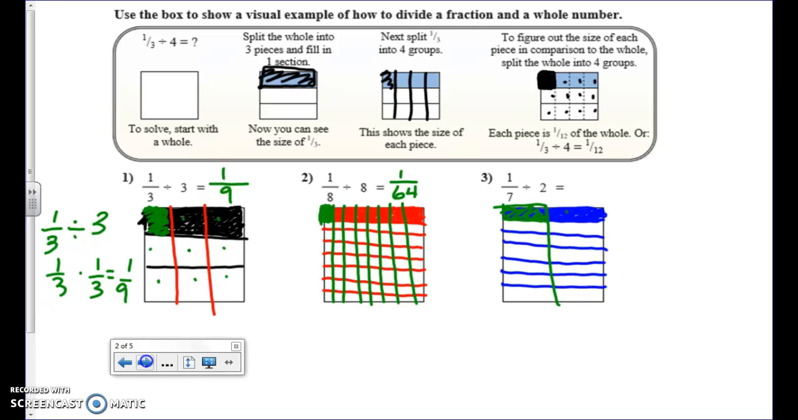So I need to know how much this rectangle represents as compared to a whole. Well, I have 1, 2, 3, 4, 5, 6, 7, 8, 9, 10, 11, 12, 13, 14 total pieces, and one of them is double shaded there. So 1/14 is what half of 1/7 is, or if I divide 1/7 by 2, it is 1/14. Okay, so that's my first type of modeling.